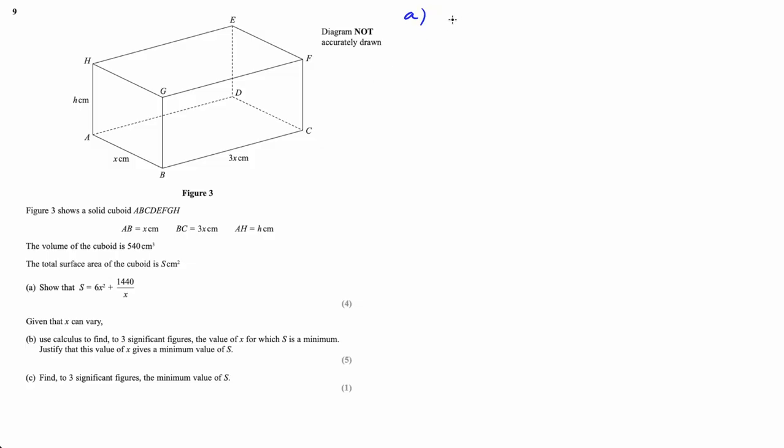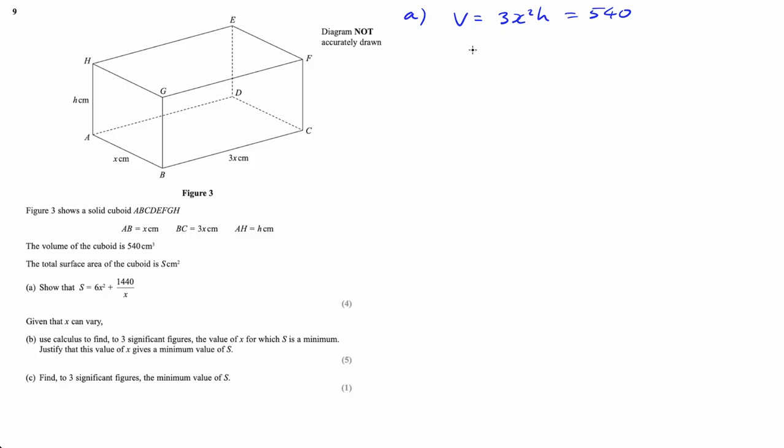First, we get volume is equal to, so this times this times this. So 3x squared times h equals 540. And then we get the surface area.